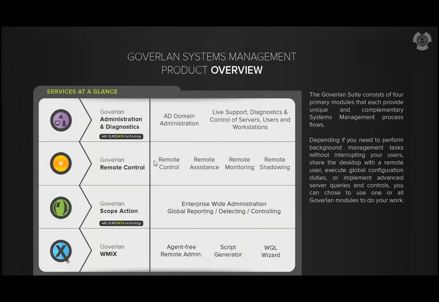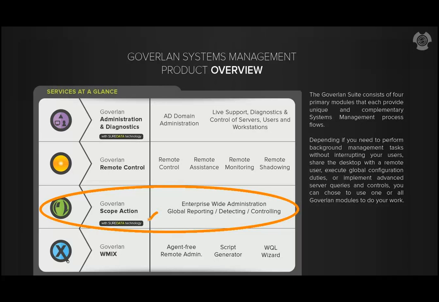Scope Actions are part of the global configuration section. What you see here falls under administration diagnostic and remote control, meaning the administration diagnostic is for doing your Active Directory management and putting out your day-to-day fires. Remote control is getting direct access to your machines, and the Scope Action part is the enterprise-wide reporting, detecting, and controlling of your machines on a large scale.